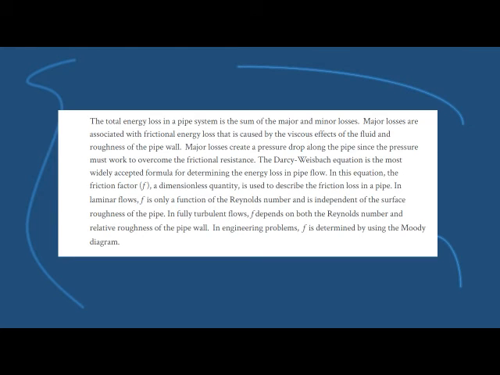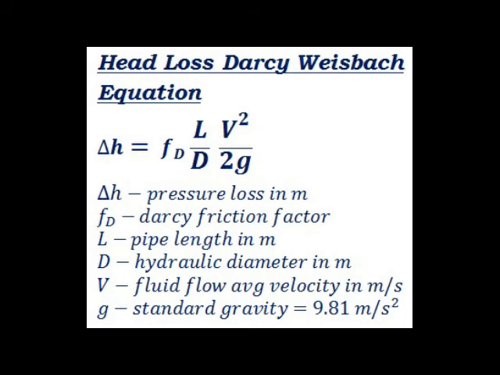Major losses are associated with frictional energy loss that is caused by the viscous effects of the fluid and roughness of the pipe wall. Major losses also create a pressure drop along the pipe since the pressure must work to overcome the frictional resistance. In order to determine the major losses in pipe, the Darcy-Weisbach equation is the most widely accepted formula for determining the major loss in pipe.